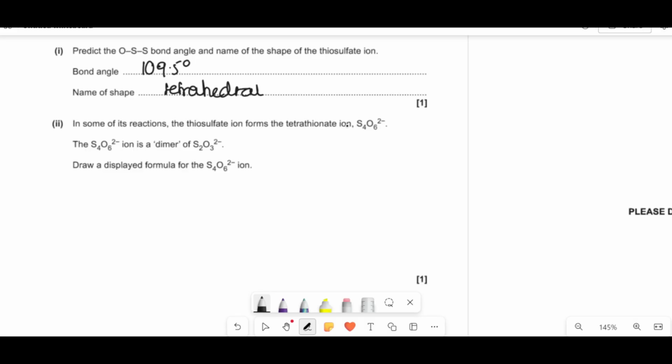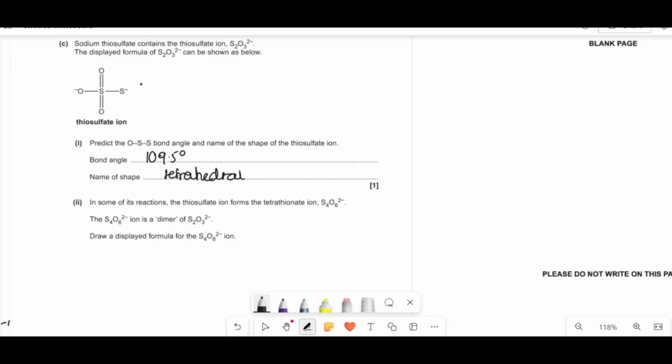In some of its reactions, the thiosulfate ion forms the tetrathionate ion, S4O62-. The S4O62- is a dimer of S2O32-. Draw the displayed formula of the S4O62- ion. I mean, if that's S-, and you can have another one of these next to each other, why not just join them together and share that extra electron that they have? So then it would be S, S, S, S, O-, and then O-, and then double bond O, and then double bond O. Remember, that's got an extra electron. If you have another one with an extra electron, they can share that extra electron and form a covalent bond. Bang, like that. There you go.